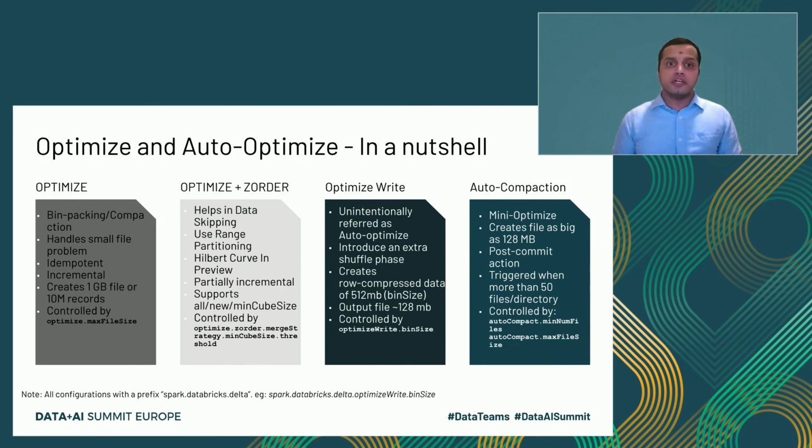Okay, so when it comes to the data part, there are four main operations. The first one is the optimize operation. The optimize is also called bin packing or compaction. This is one way Delta handles the large number of small files problem. In bin packing, we coalesce or combine the smaller files into larger files. And the larger files will be of the size 1 gig or 10 million records, whichever it hits first.